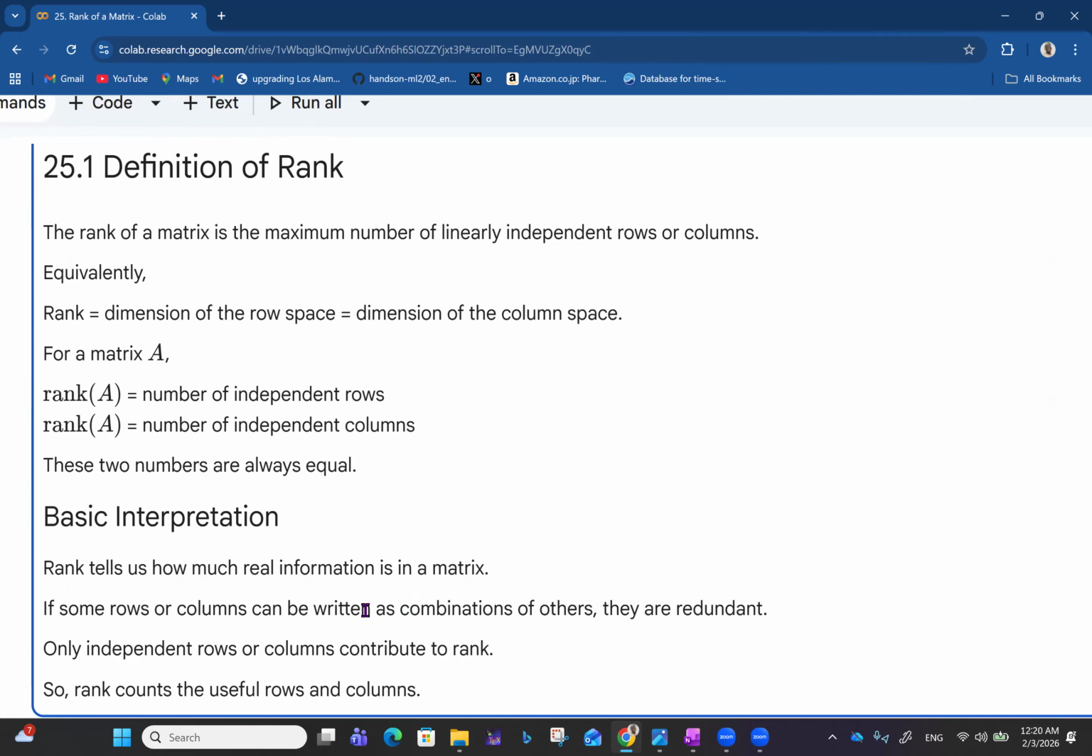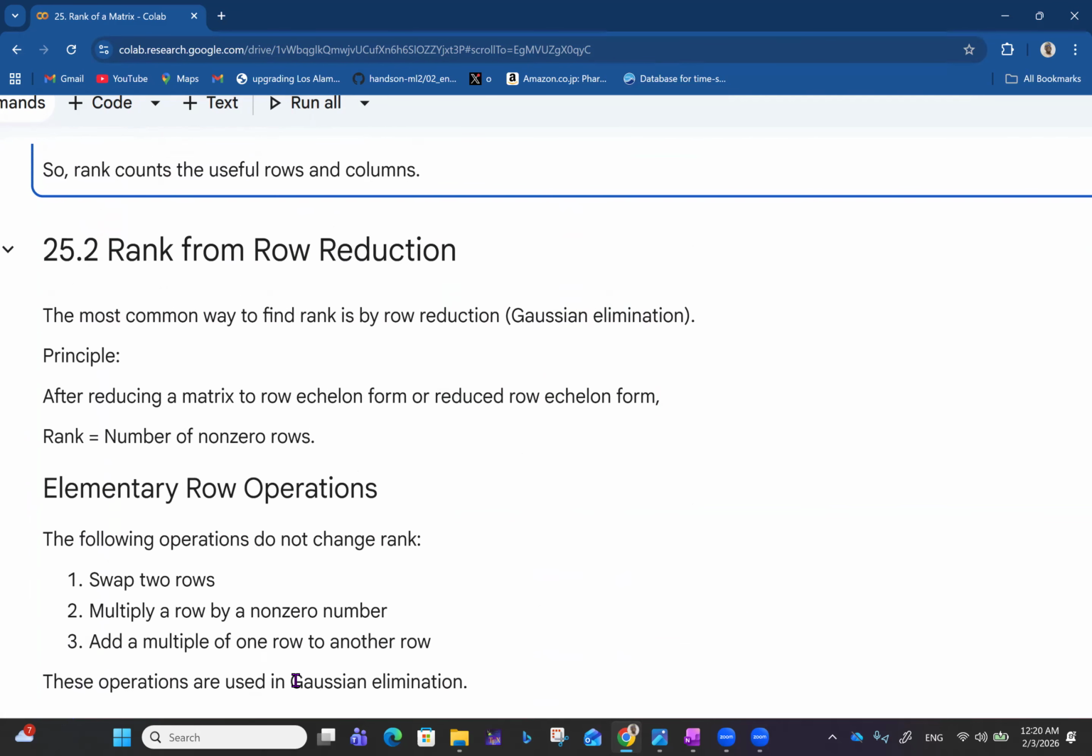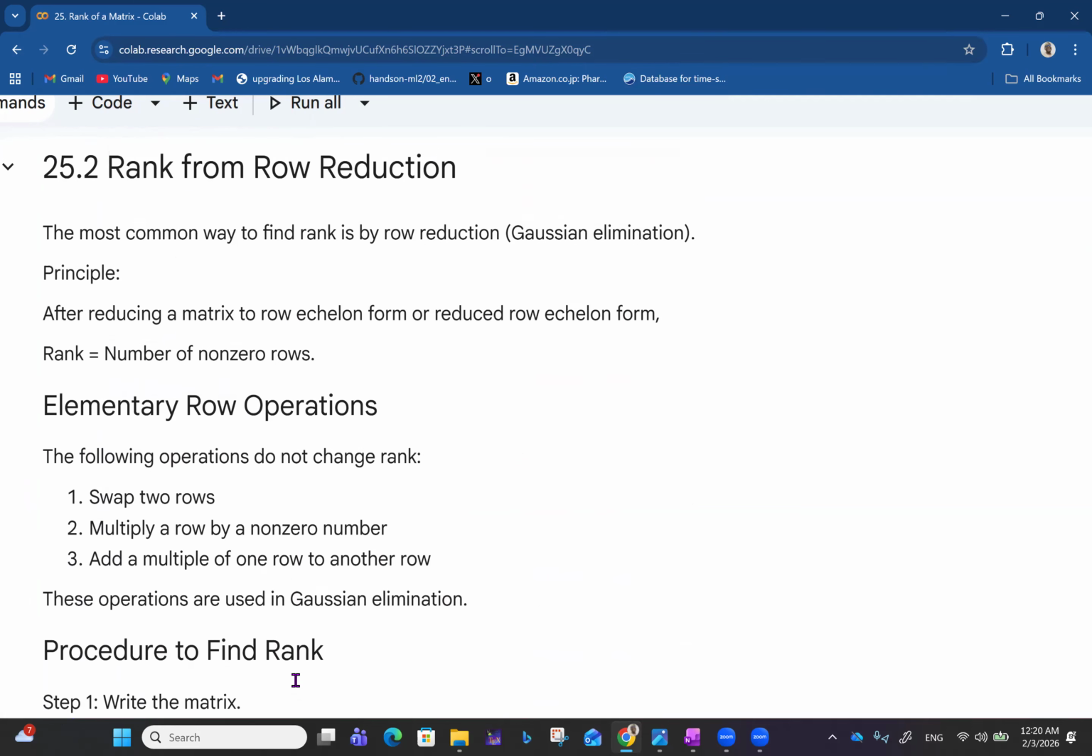So the basic interpretation is that rank tells us how much real information is in a matrix. If some rows or columns can be written as combinations of others, that is, maybe one is a multiple of the other, they are redundant. So only independent rows or columns contribute to rank, right? So rank counts the useful rows and columns. Rank is about the useful rows and columns you have in a matrix.